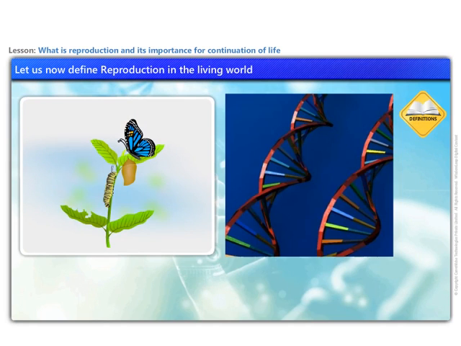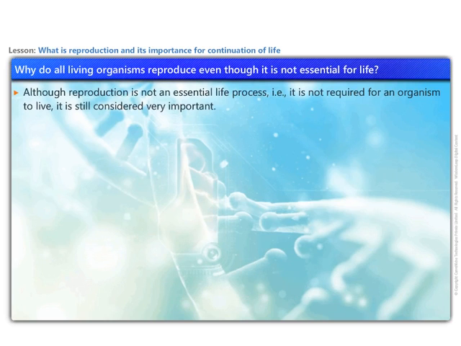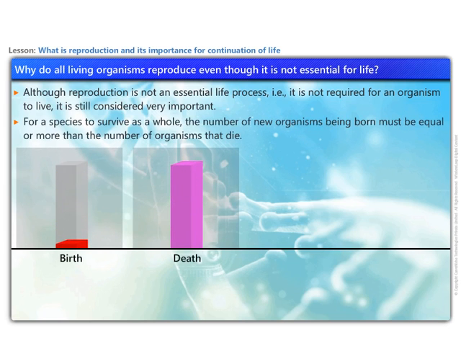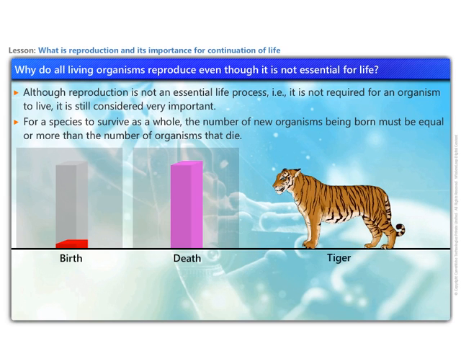A formal definition for reproduction is given in this page. Although reproduction is not an essential life process, that is, it is not required for any organism to live, it is still considered very important. For a species to survive as a whole, the number of new organisms being born must be equal or more than the number of organisms that die. Otherwise, the species will die out, as has happened to numerous birds and animals in recent times, and which may also happen to our tigers.